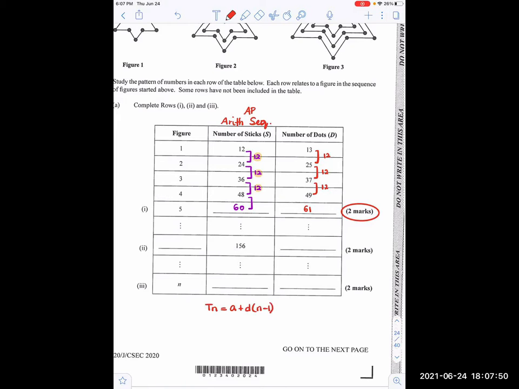Don't get confused just yet, right? Tn is simply the nth term. So I'm working out this first before I work out anything. a is the first term. And d is the common difference.